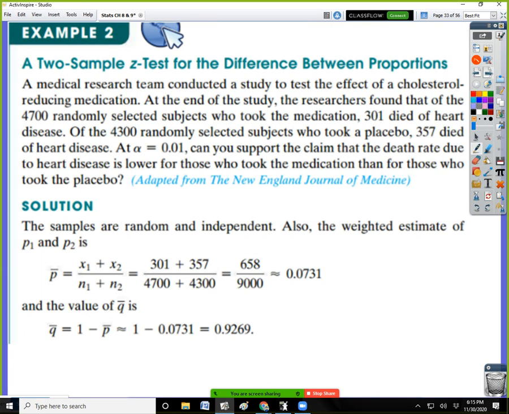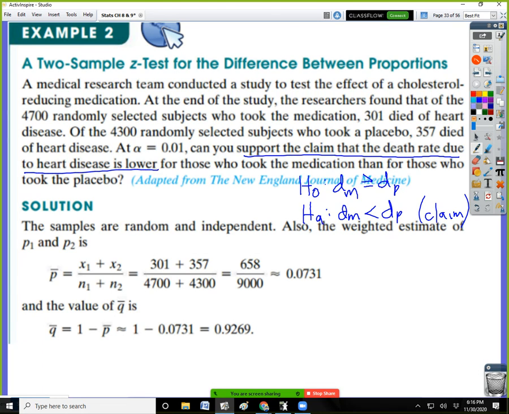Okay, so we're doing a left-tailed test. Our H alternative is the death rate from the medicine is less than the death rate from the placebo. This is our claim. Is everybody with me? They said support the claim that the death rate is lower, so that has to be my claim, the second one. So H sub 0 is dm is greater than or equal to dp. Are you with me? Got it.